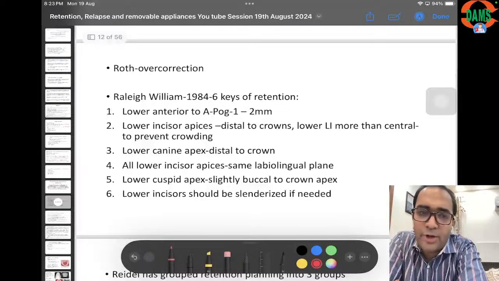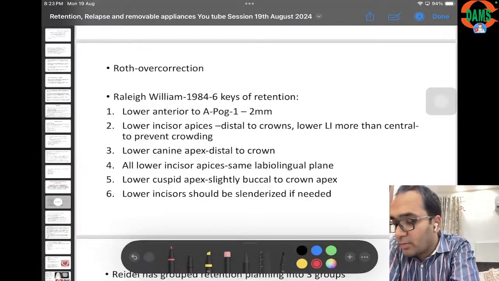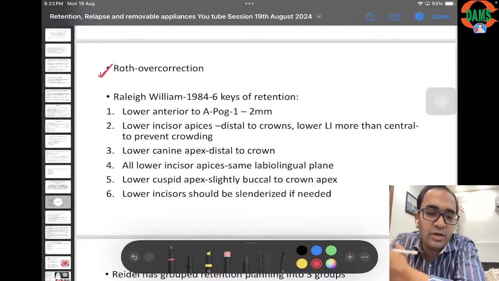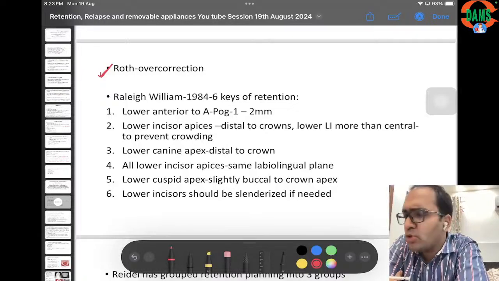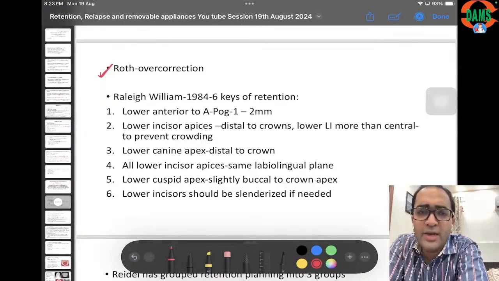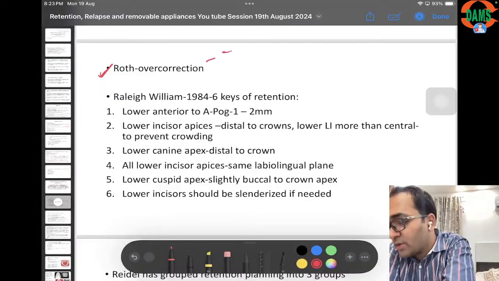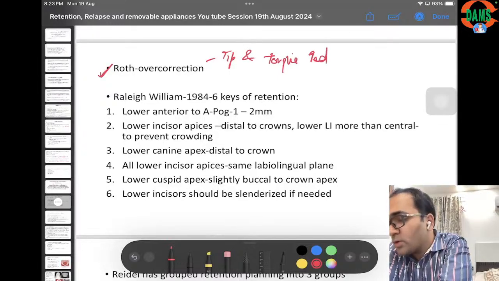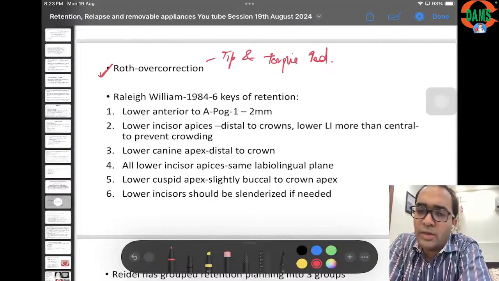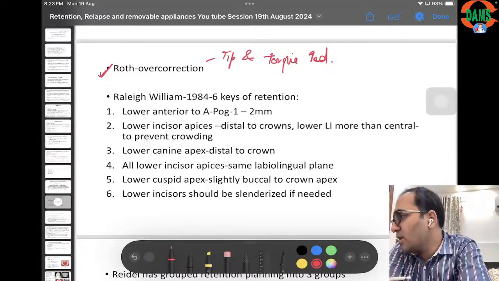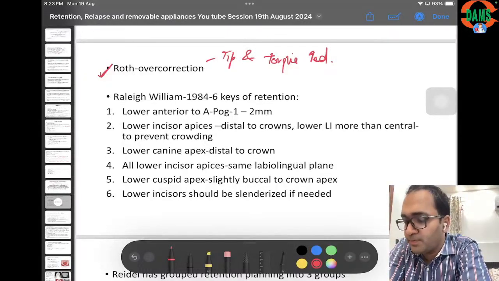So moving ahead, as I've already told you, Roth came with the concept of overcorrection. That is, in the evolution of appliances, straight wire appliances, first came the Andrews prescription, then came the Roth prescription, in which he overcorrected, or gave us tip and torque values in his bracket prescription. They were increased because he said relapse is bound to happen. So he overcorrected the tip and torque so that after the relapse they come up to the stable position.